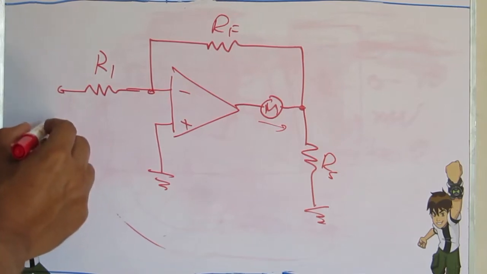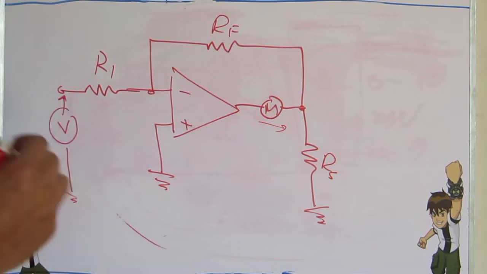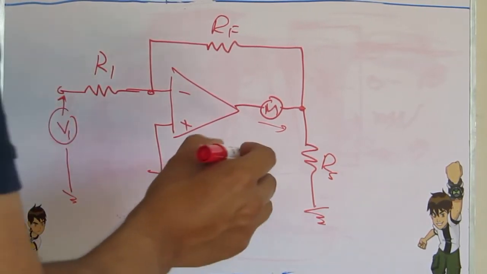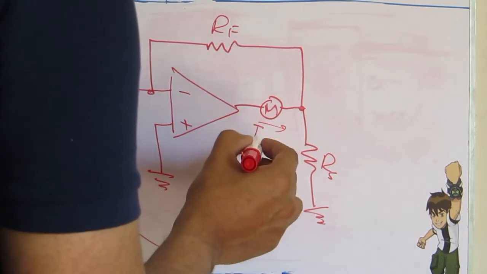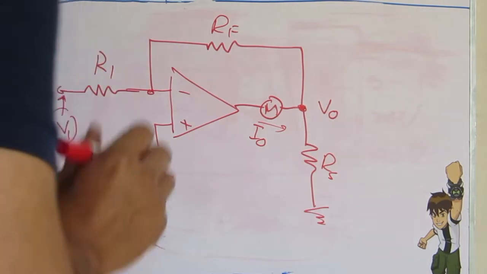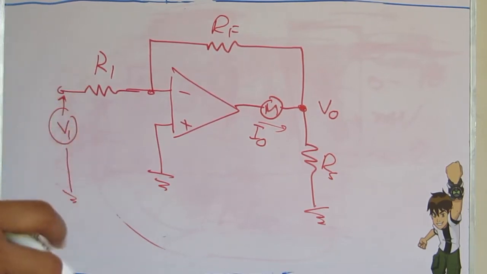The voltage that appeared at this point, we used to call it V1, and we can call this current I0, and the voltage at this point we used to call V0. Okay, so what are we going to do over here? Like we already know.